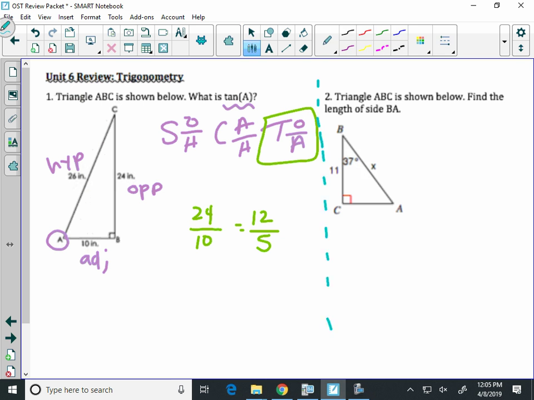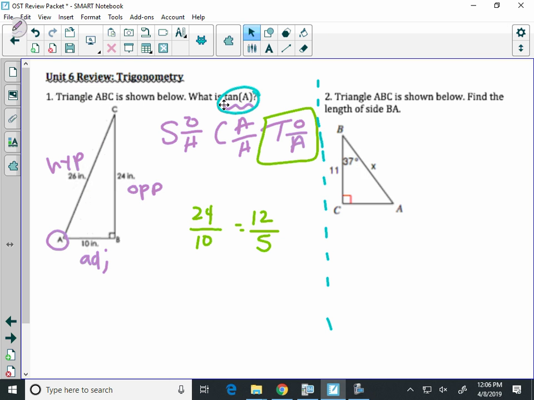A big common thing that happens is we see this, and we solve for the measure of angle A. Whenever you see the sine or cosine or tangent of an angle, we just want to know what the ratio is. When it says what is the measure of angle A, then you do all this work to find the actual measure. This just wants to know the ratio.